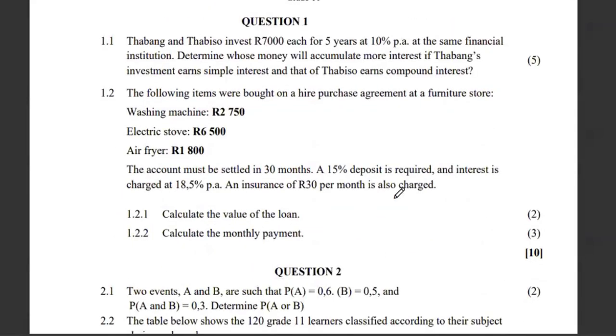Question number 1. It's telling us that Tabang and Tabiso invest 7,000 each for 5 years at 10% per annum at the same financial institution. Determine whose money will accumulate more interest if Tabang's investment earns simple interest and Tabiso's earns compound interest. They are basically testing whether we know the formulas for simple interest as well as compound interest. Let me use this other page and start with Tabang, who uses simple interest.